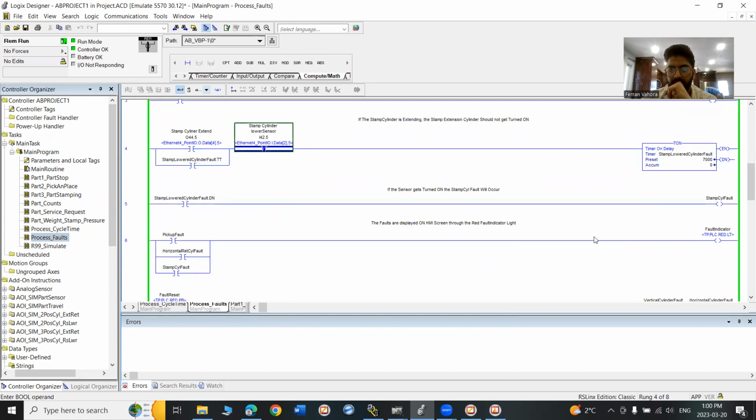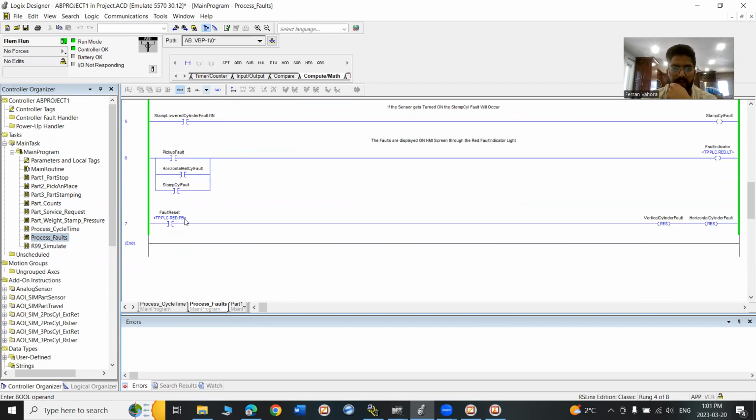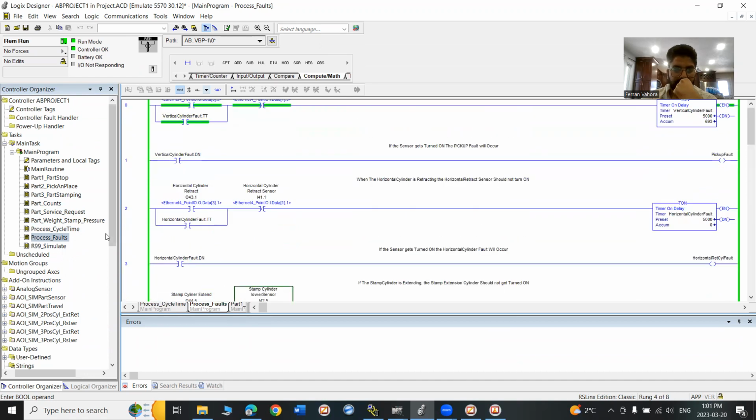Here I have taken this value. What will be the indicator? The red light will be the indicator. If any kind of this fault occurs, the red light will get on. And to reset it, I have used the reset bit, the reset push button.